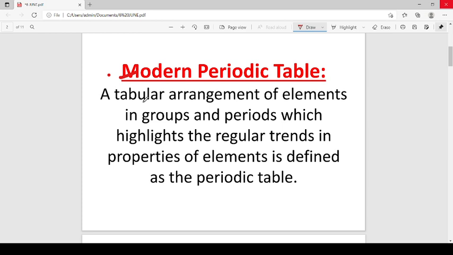A tabular arrangement of elements in periods and groups, which highlights the regular trends and properties of the elements, is defined as a periodic table. You can see over here a tabular arrangement. All the elements are arranged in a table format, in groups as well as periods, and this is defined as a periodic table.